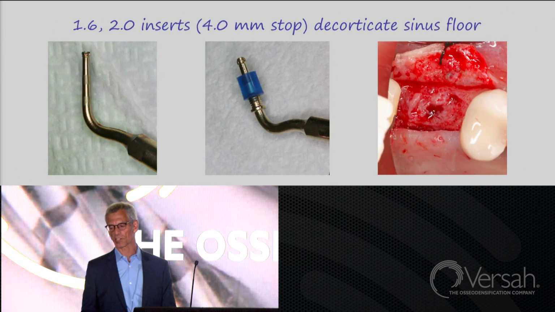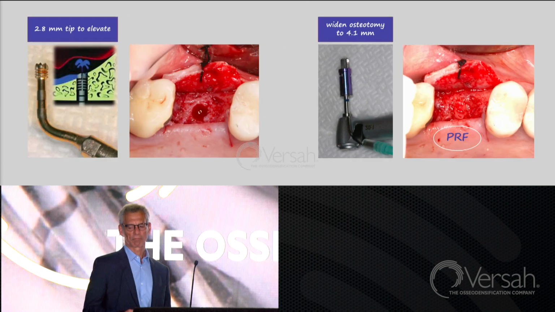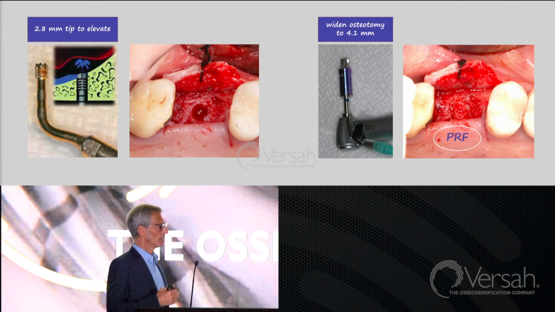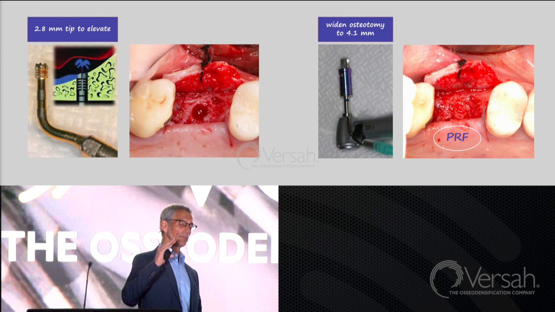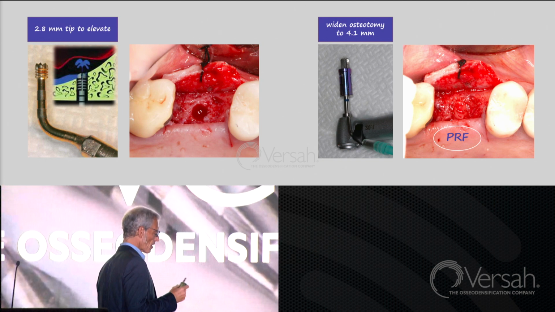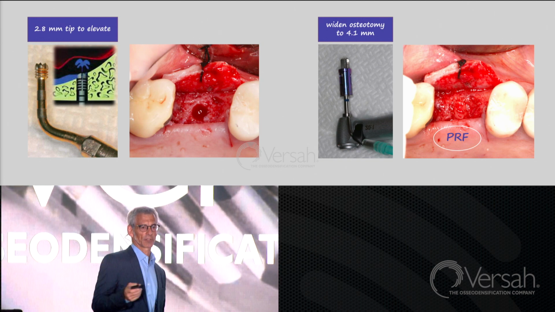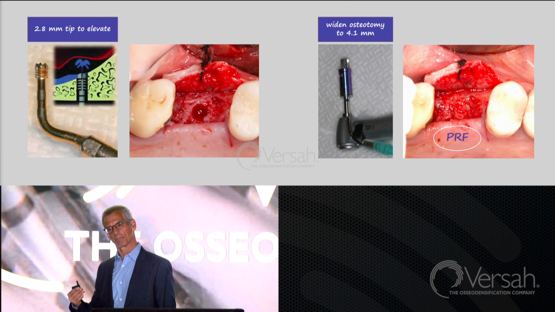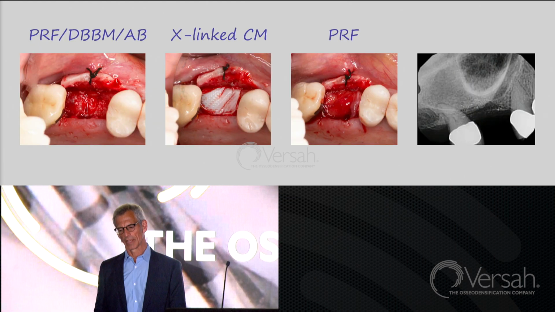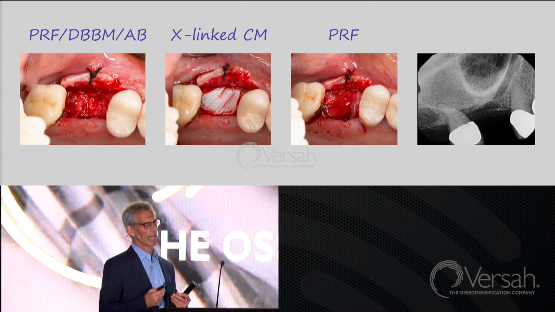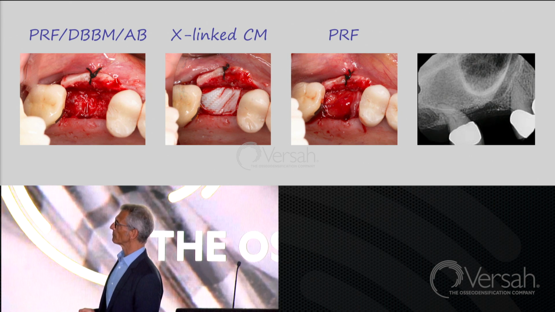So I use my 1.6 tip, my 2.8 tip. My 2.8 tip is going to elevate the sinus floor. Now, it is really painstaking to graft a sinus through a 2.8 millimeter diameter osteotomy. So I will always widen my osteotomy to 4.1, 4.8. But the first thing that always goes in is PRF. And I graft behind it, cover my osteotomy with a collagen membrane and PRF, immediate post-op X-ray.